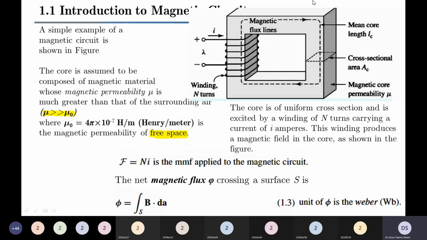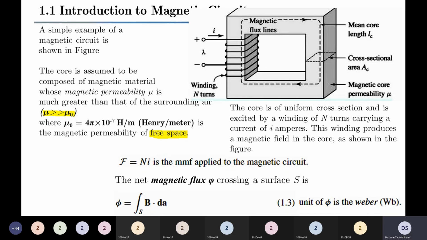Now, in this diagram, the core is of uniform cross section and is excited by n turns carrying current I. This winding produces a magnetic field in the core as shown in the figure. As we discussed in the previous slide, these flux lines are not produced automatically. They are coming from a source, or we have to do work, or expend energy. When we multiply the current flowing through the coil with the number of turns, we get a magnetic field.